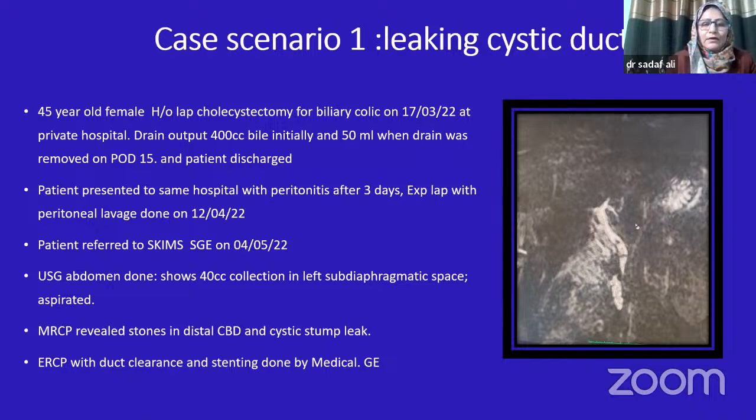She underwent lap cholecystectomy. Drain output was 400 cc on the first post-op day. She stayed in hospital up to 15 days post-op without any investigation. The drain came down to 50 ml. He removed the drain and discharged the patient, only to readmit on the third day with features of peritonitis and collection.